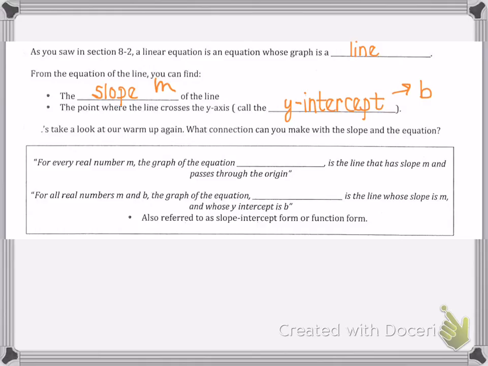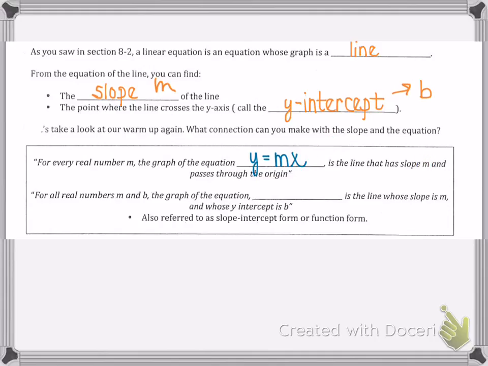In the box on the first page, we're going to look at the rules in algebraic terms. It says for every real number m, the graph of the equation, and we're going to fill in y equals m times x, is the line that has a slope of m and passes through the origin. That is really because there's no plus something on the end. So don't write this, but I'm going to show you. There's no plus something. If there was, it would be 0, which would mean the y-intercept, which is b, is 0, which is the origin.